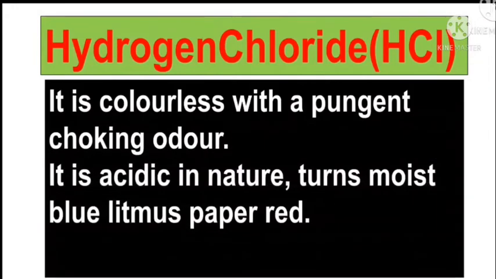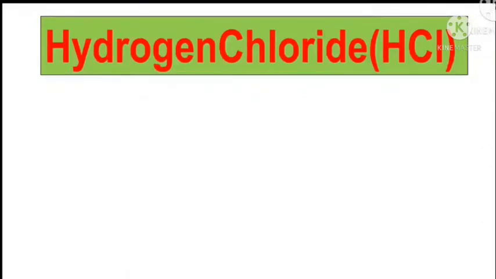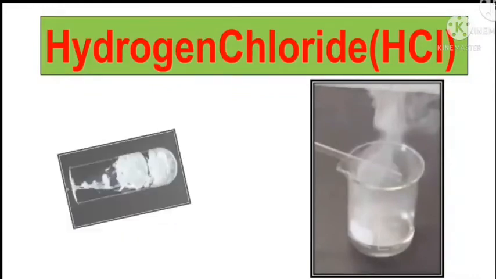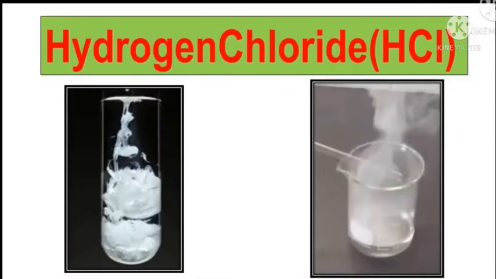It is a colorless gas with a pungent choking odor. It is acidic in nature, turns moist blue litmus paper red. On treating it with ammonia, dense white fumes of ammonium chloride are formed. When the gas is passed through silver nitrate solution, white precipitates are formed.